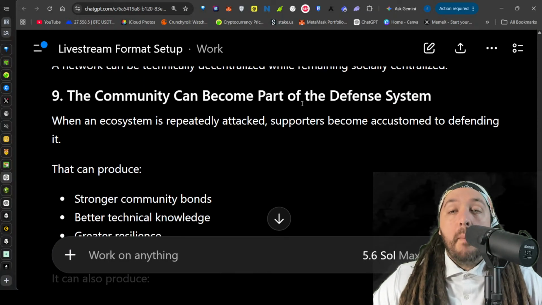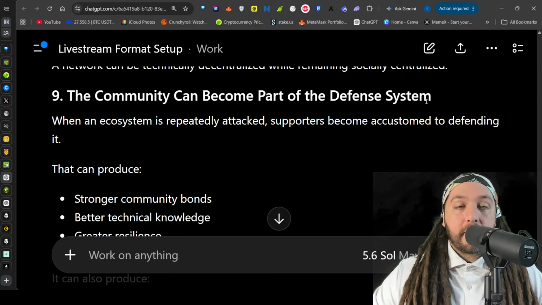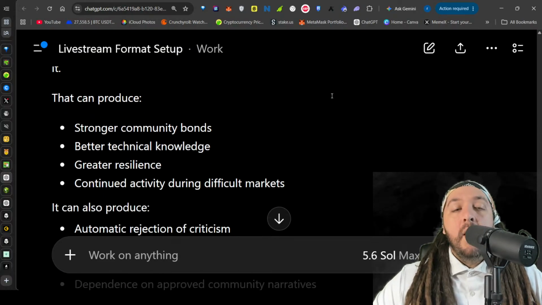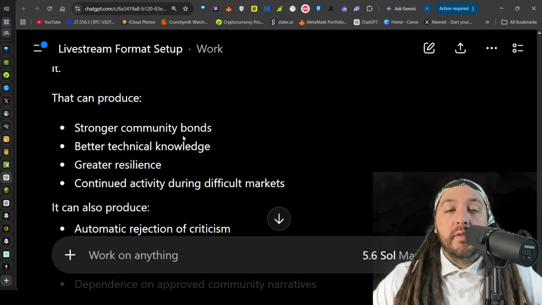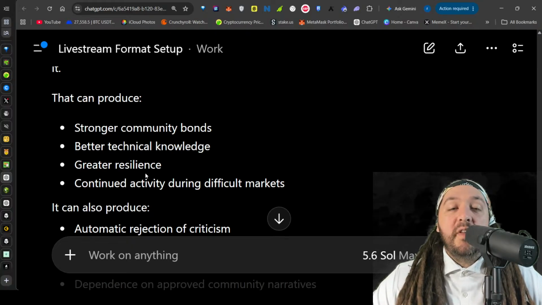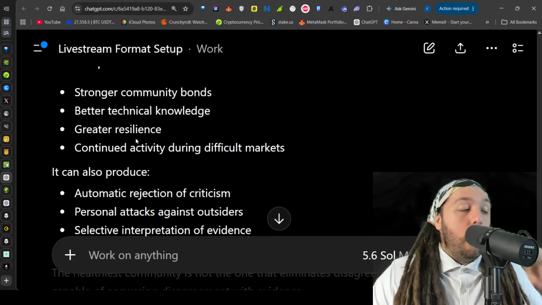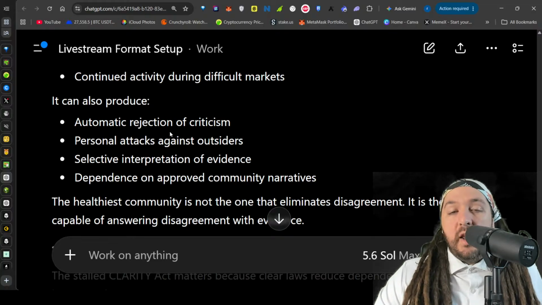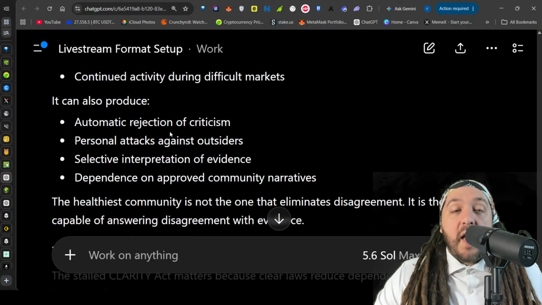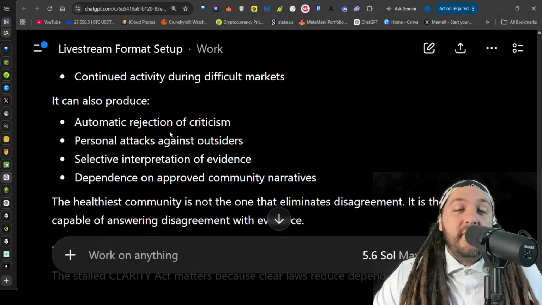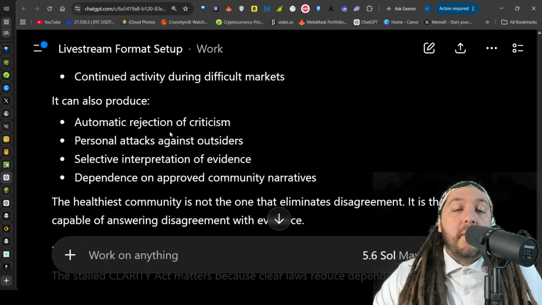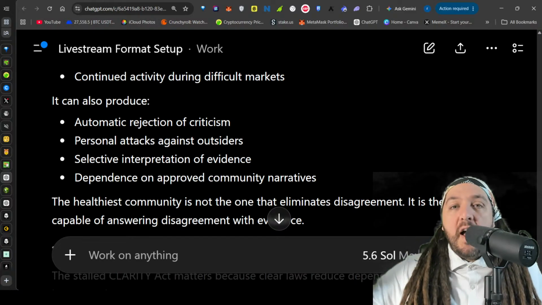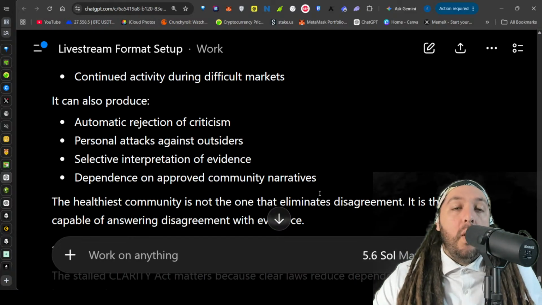A community can become part of a defense system. When an ecosystem is repeatedly attacked, supporters become accustomed to defending it. That can produce strong community bonds, better technical knowledge, greater resilience, and continued activity during a difficult market. I would say we're in a difficult market. But it also can produce automatic rejection of any criticism, personal attacks against outsiders, selective interpretation of evidence, and dependency on approved community narratives. Basically, it can turn into mob or hive-mindedness with blinders on and they can't see anything but what fits the narrative.